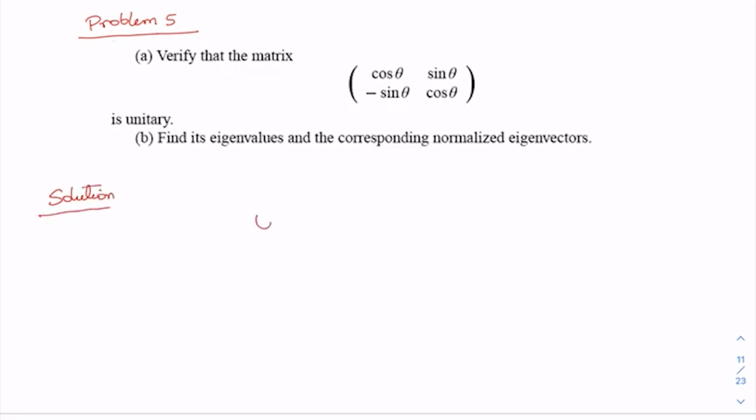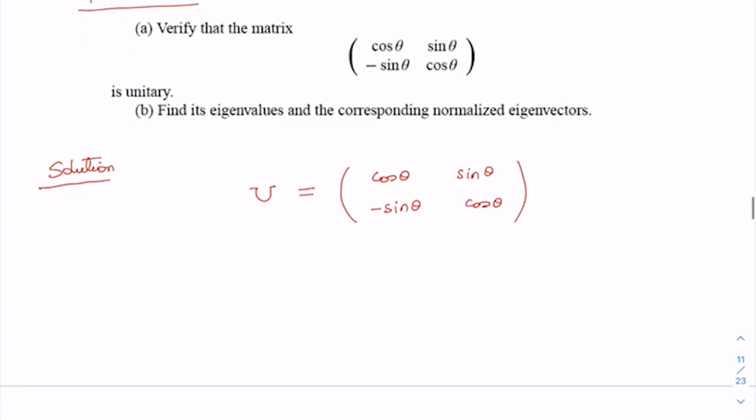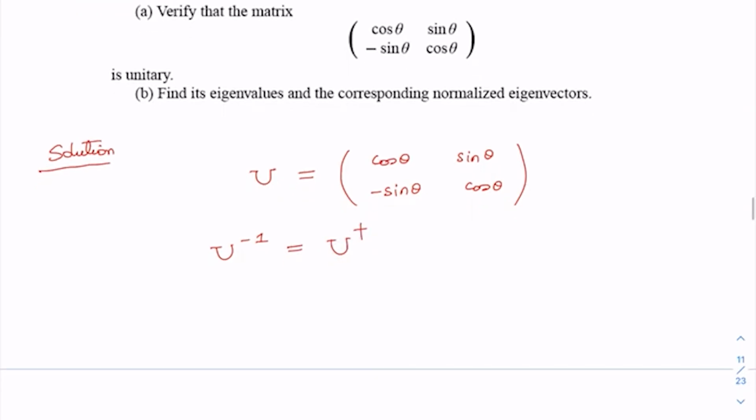Let me name this matrix U. U is equal to cos theta, sin theta, minus sin theta, cos theta. To show that this is unitary, you know that we have to show that the inverse of the matrix is equal to its Hermitian conjugate, that is U dagger. So if U inverse is equal to U dagger, then U is unitary.